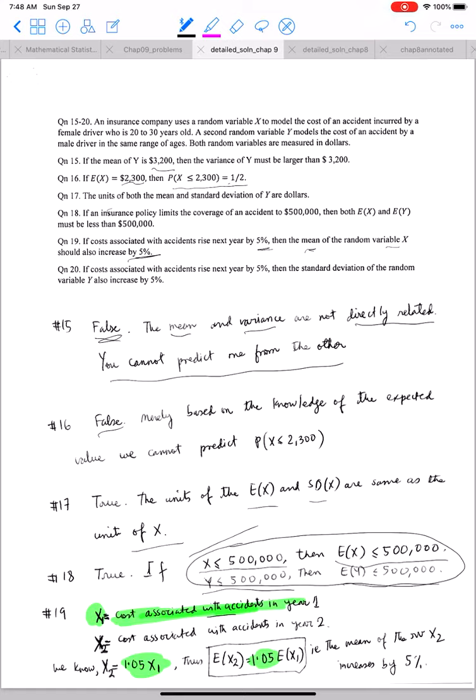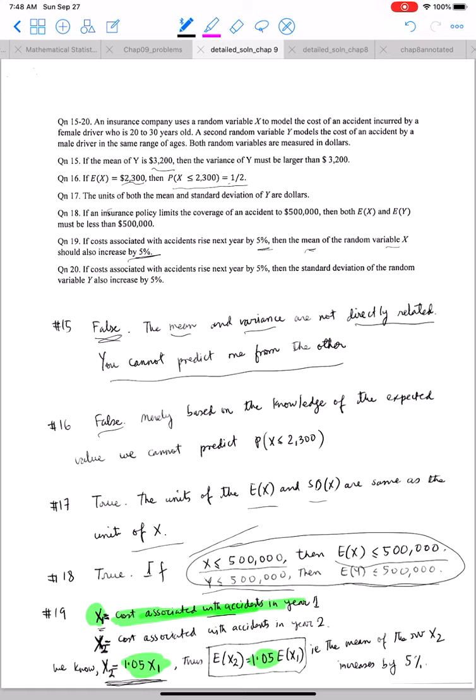Our initial cost associated with the accident was x1. Now the cost associated with the accident in the second year has a 5% increase, so it shall be 1.05 times x1. So expected value of x2 is 1.05 times expected value of x1. So 19 is true.